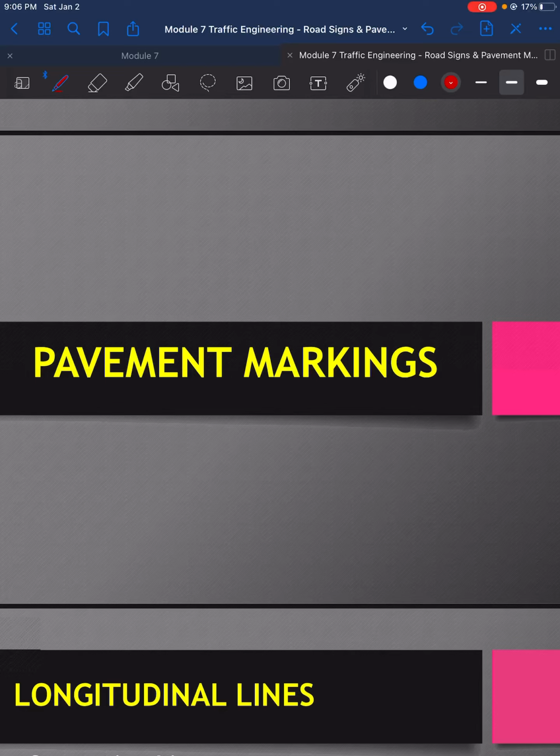Let's continue our lecture video in Highway and Railroad Engineering for Module 7 Traffic Engineering, Road Signs, and Pavement Markings. Now, in this part 3, we will have pavement markings.